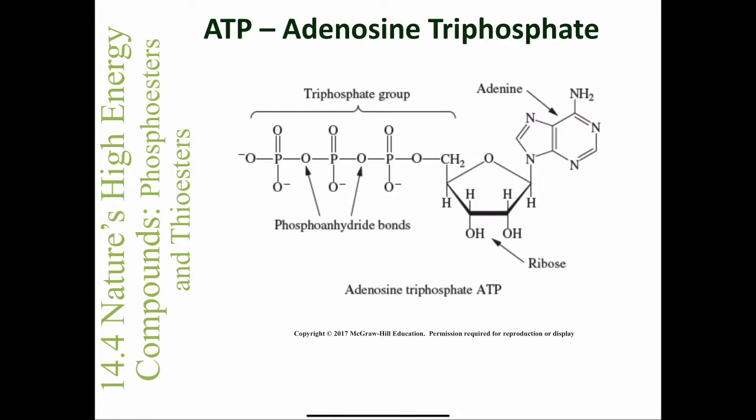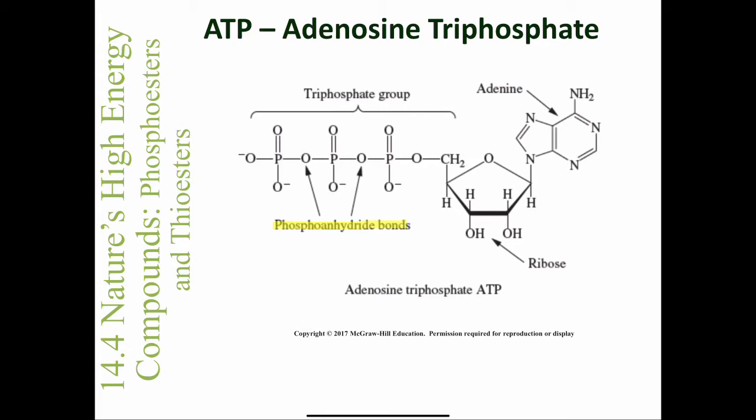When two phosphate groups react with one another, a water molecule is lost. Because water is lost, the resulting bond is called a phosphoanhydride bond. A phosphoanhydride bond is the same thing as a phosphoric acid anhydride.